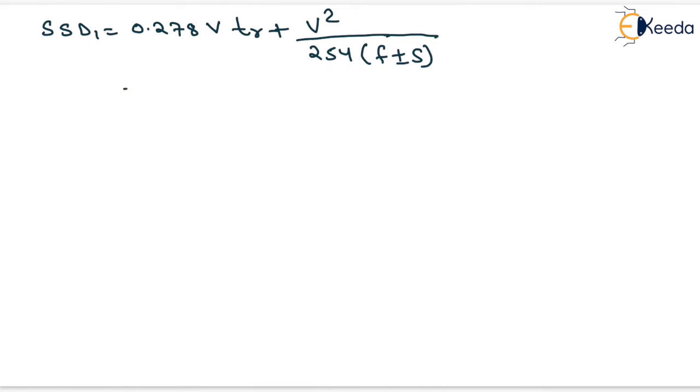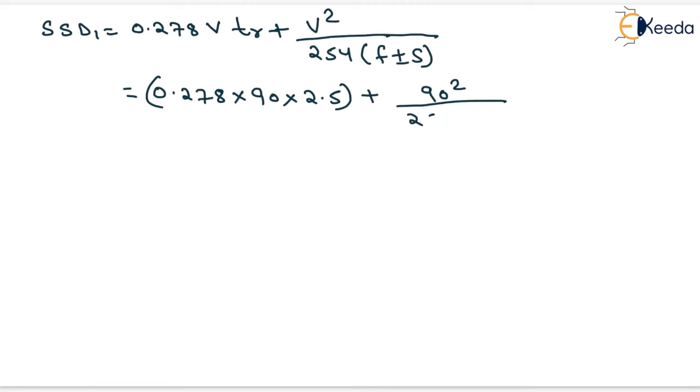So SSD1 will be equal to 0.278, the value of V is 90, and the reaction time will be 2.5 for stopping sight distance, plus 90 square upon 254, and the value of F is already given in the question. It will be 0.35. After solving this, we will get SSD1 equal to 153.66 meters. That will be the stopping sight distance for the first vehicle.